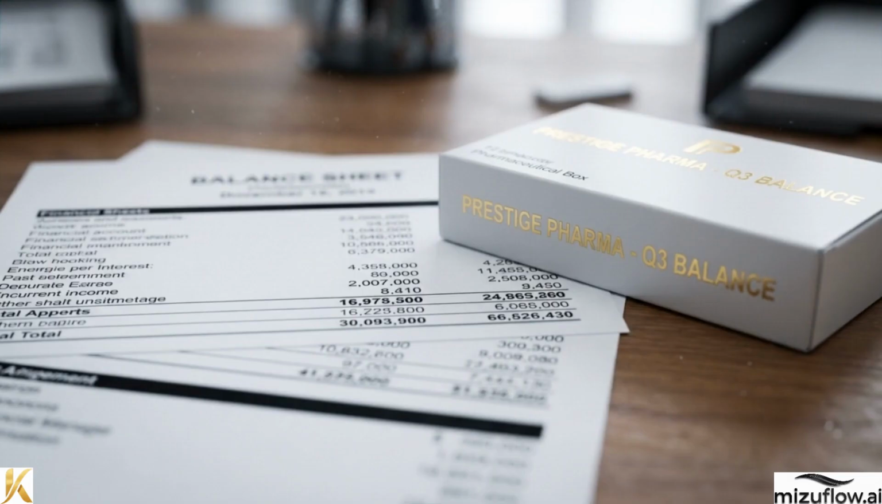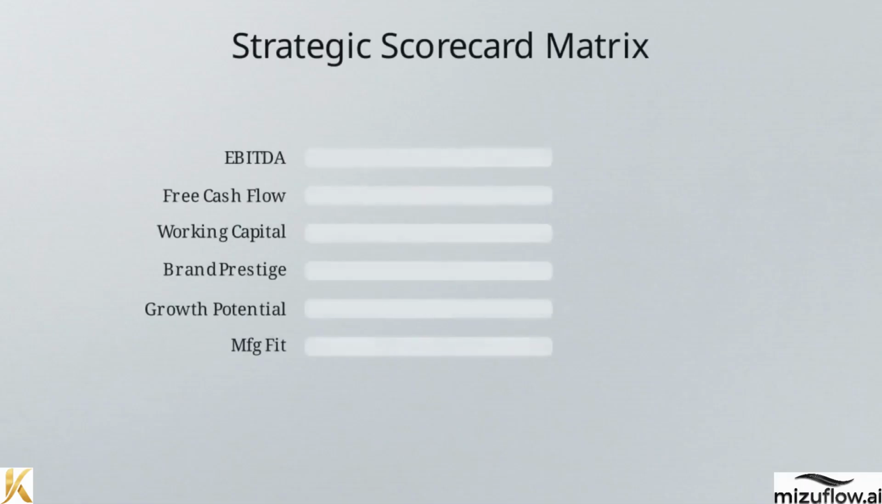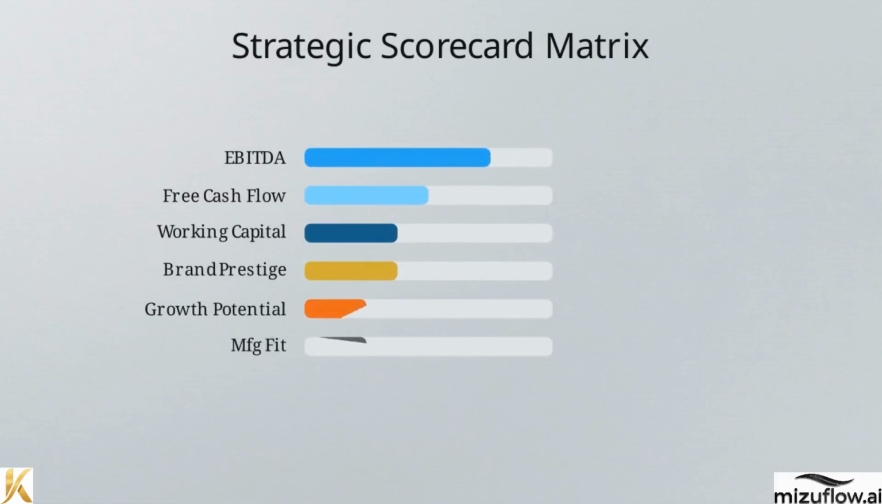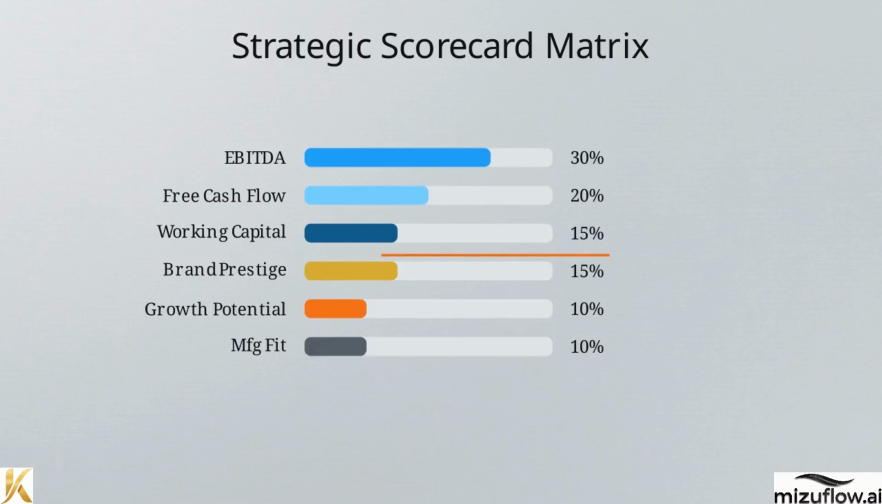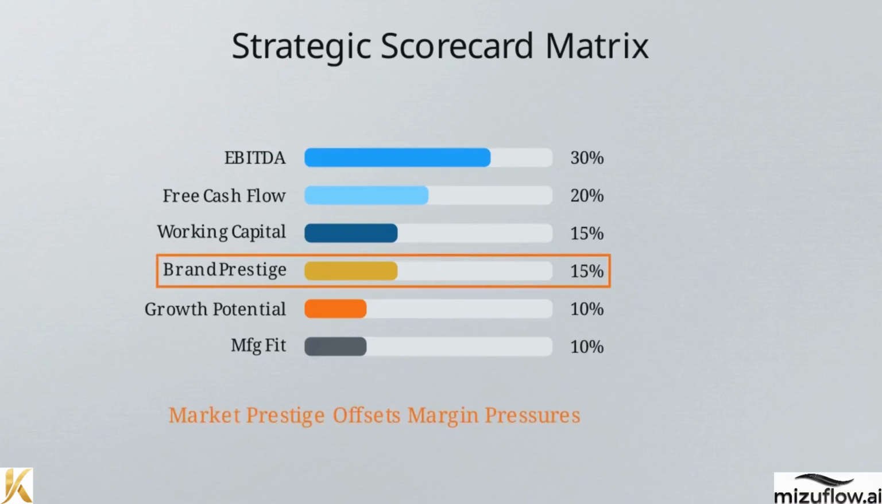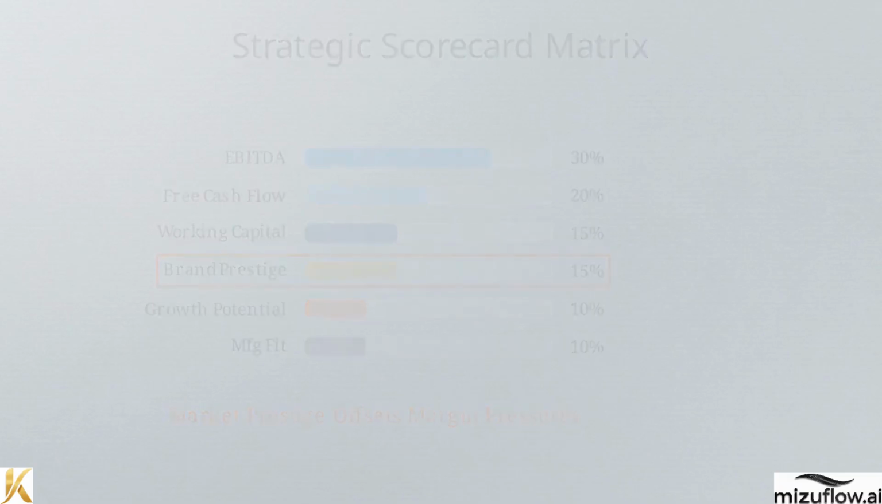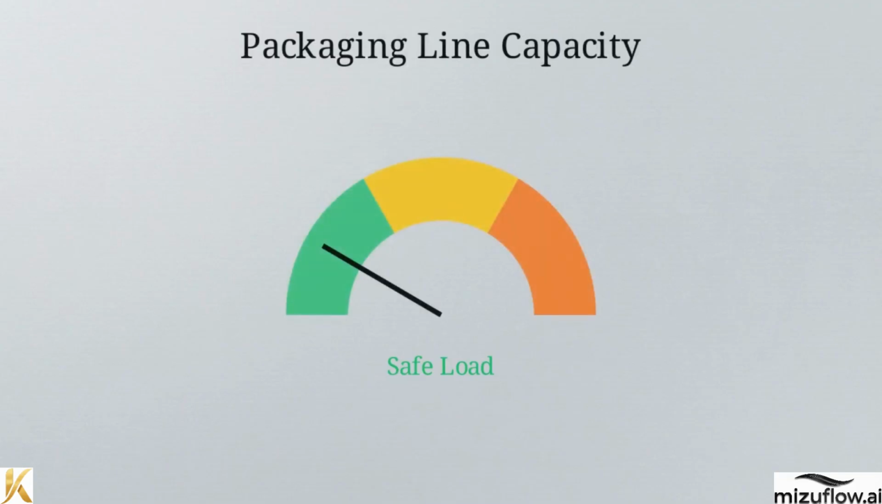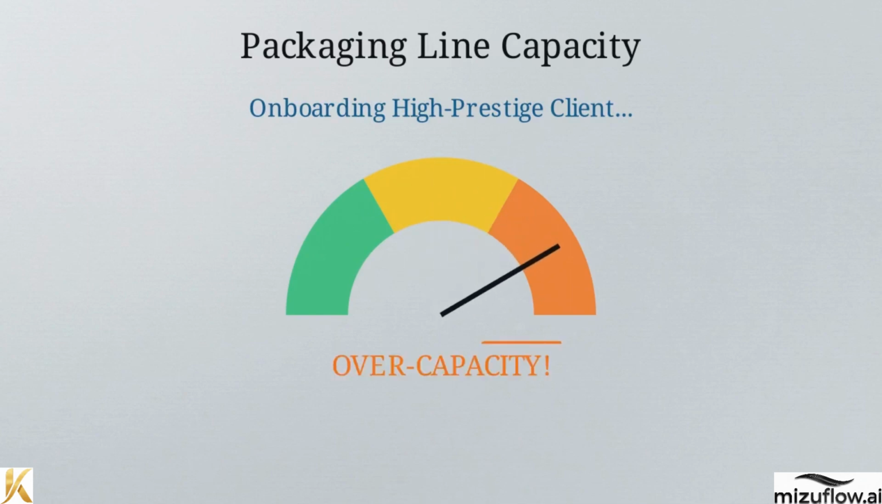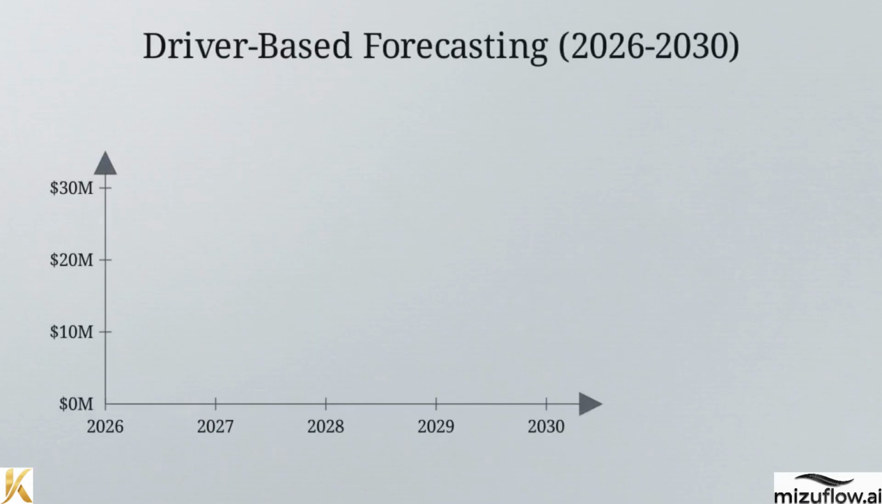Once the physical plant is quantified, executive leadership can apply this system to long-term strategic positioning. Some bids do not present strong immediate unit economics, but offer intrinsic enterprise value that a standard balance sheet misses entirely. This weighted strategic scorecard matrix demonstrates how a partnership with a client like Pfizer is evaluated holistically. The model weights EBITDA at 30%, free cash flow at 20%, and working capital at 15%, while factoring in brand prestige at an additional 15%. Market credibility, platform validation, and the ability to attract future pipelines are assigned mathematical weight to offset the short-term margin pressures of onboarding a demanding client.